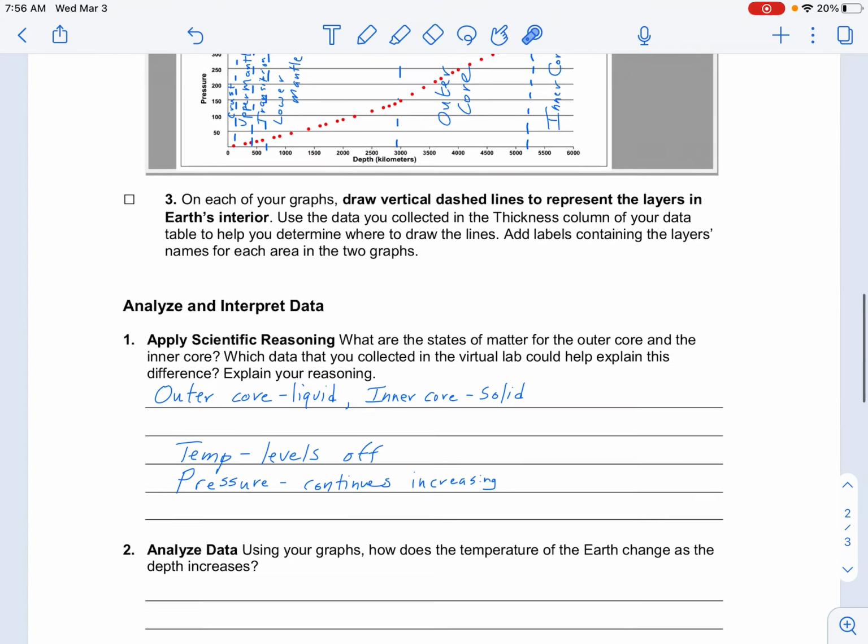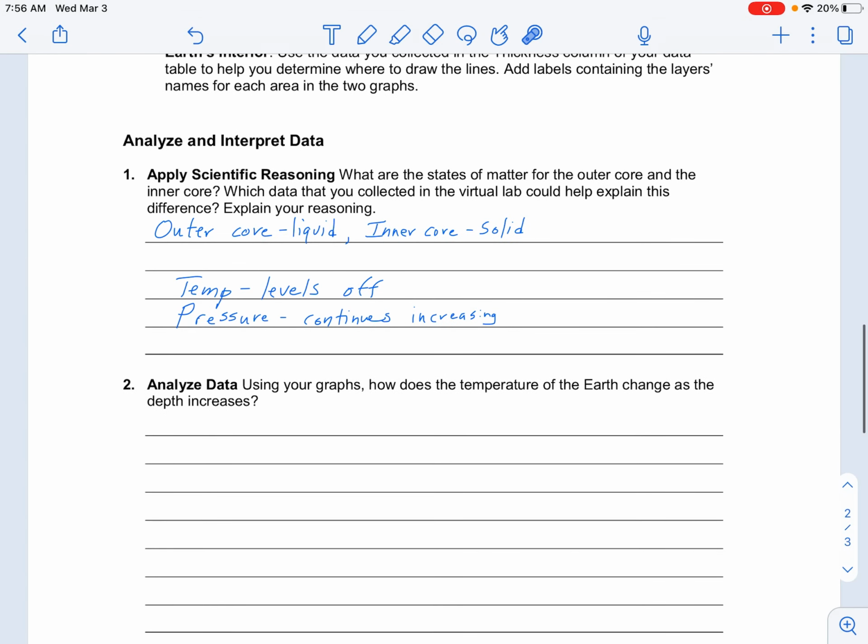So looking at these questions, yesterday, if you were in class, we talked about number 1 here. What are the states of matter for the outer core and inner core? And we've got those written on here. The outer core is liquid, the inner core is solid. And what data is going to help show us that? Well, we noticed that the temperatures level off. So it's not really going to be the temperatures that are causing that difference, but it is going to be the pressure. Because as the pressure increases, there's more pushing on all of the atoms and molecules, and if they are being compressed and compressed and compressed with all that pressure, that's what's going to make the inner core solid.